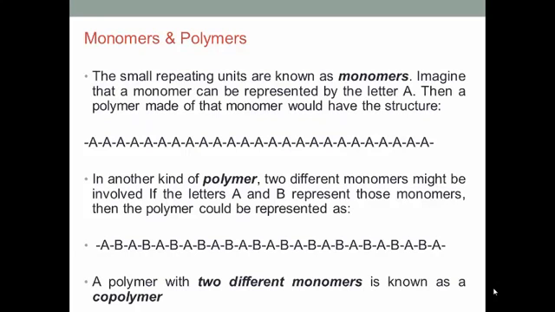In another kind of polymer, two different monomers might be involved. If the letters A and B represent those monomers, then the polymer could be represented as ABAB, as shown there. A polymer with two different monomers is known as a copolymer. Some chemistry behind the polymers: polymers are organic chain molecules. They can vary from a few hundred to thousands of atoms long. There are three classes of polymers that we will consider: thermoplastic, thermosetting and elastomeric.